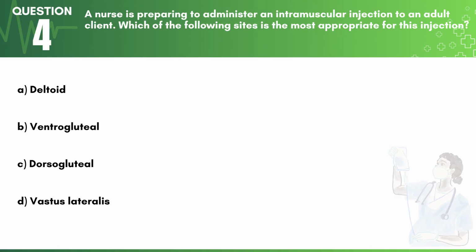Question 4. A nurse is preparing to administer an intramuscular injection to an adult client. Which of the following sites is the most appropriate for this injection? A. Deltoid. B. Ventrogluteal. C. Dorsogluteal. D. Vastus lateralis.